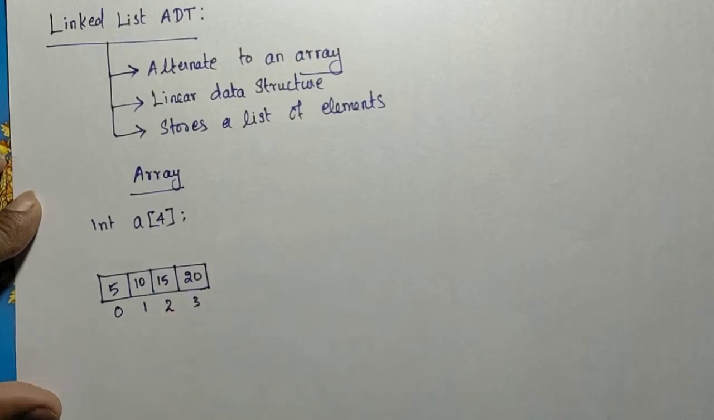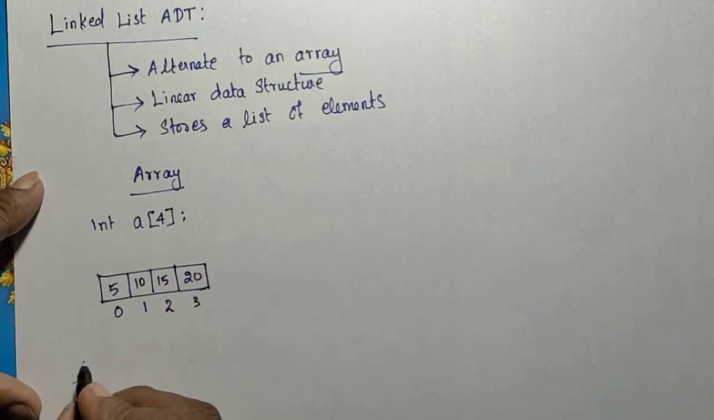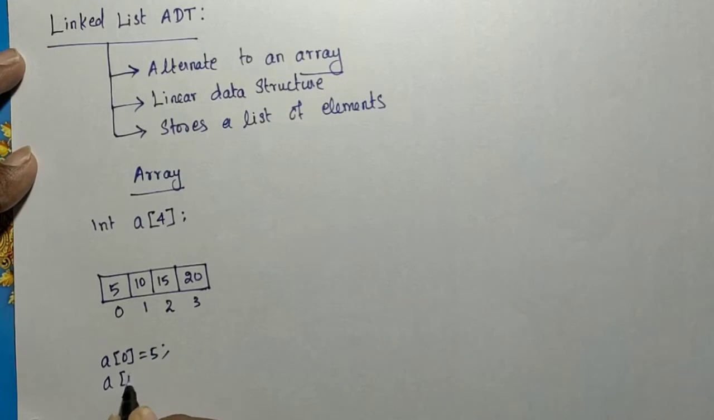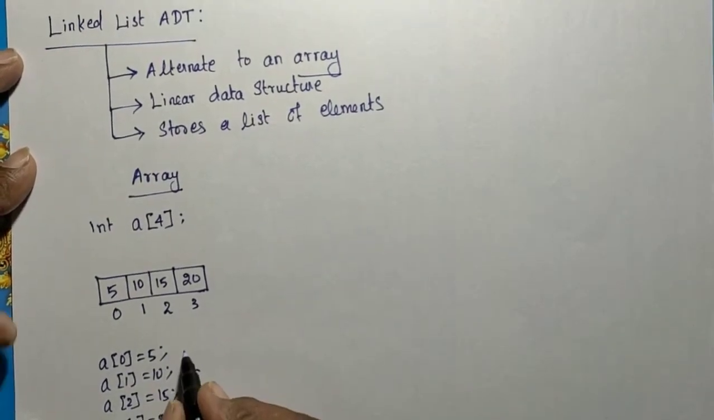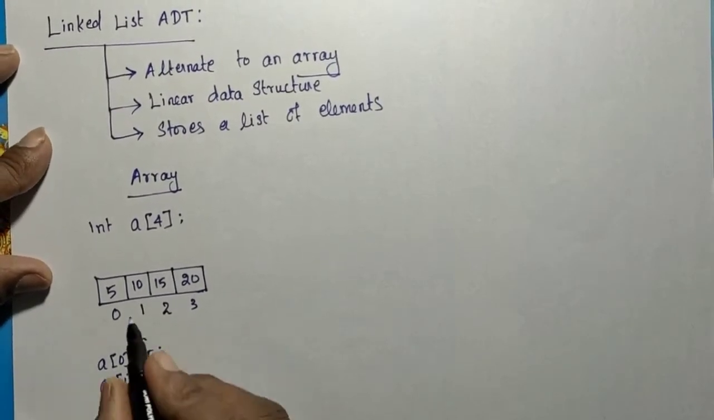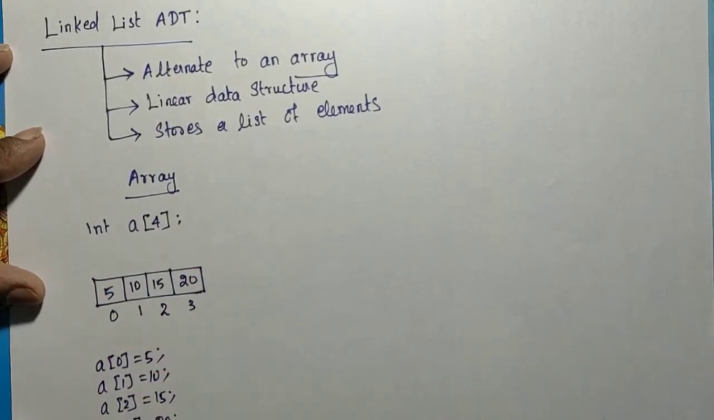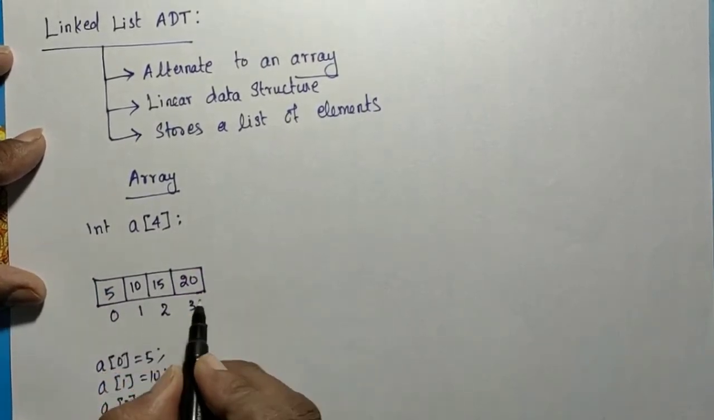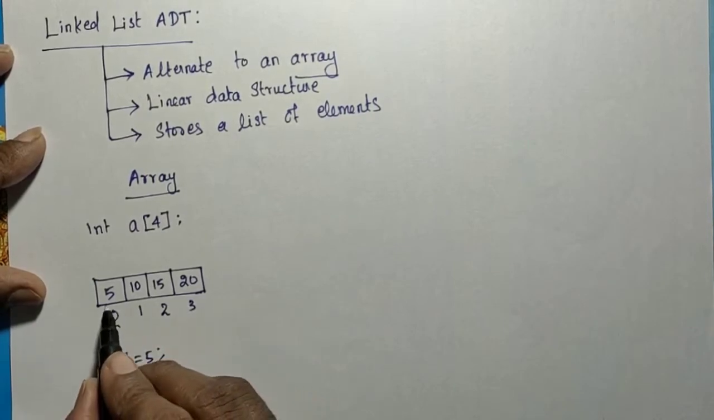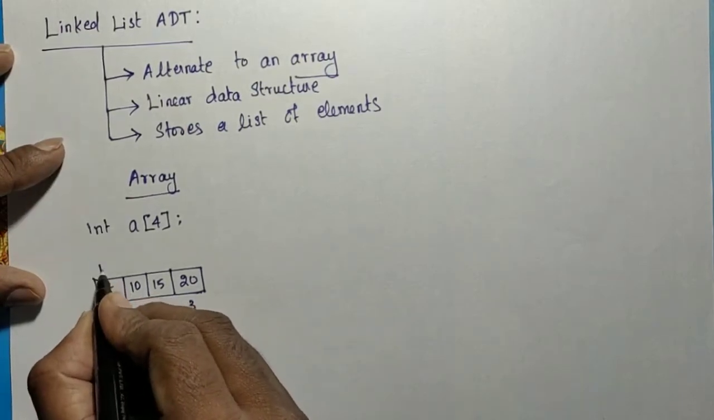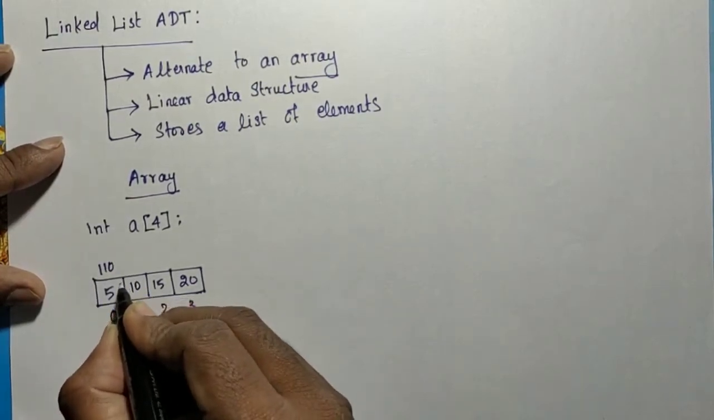We need to store A of 0 equal to 5 and A of 1 equal to 10. So if we are storing the numbers like this, 5, 10, 15, these numbers will be located in these locations. And then we need to know the memory allocation for that A. The memory will be created for the elements in adjacent memory locations. It means if this address is 110, what will be the address of the next element?